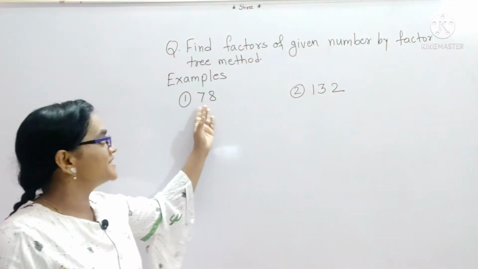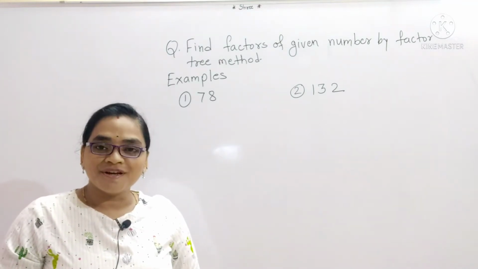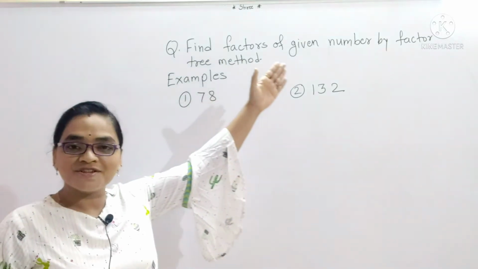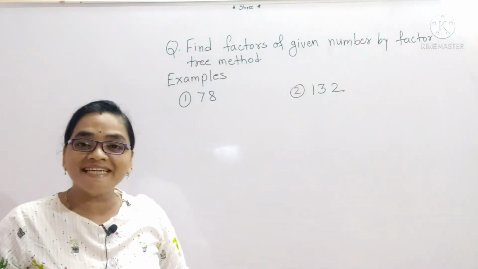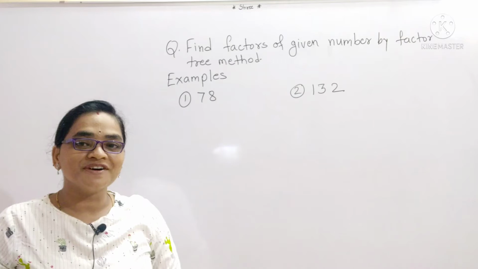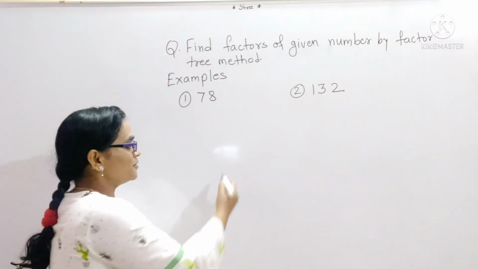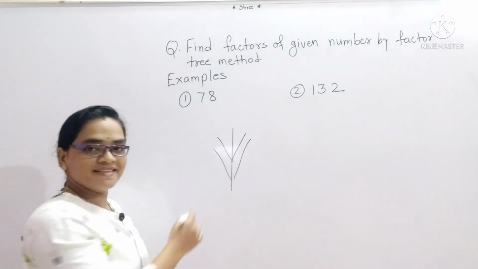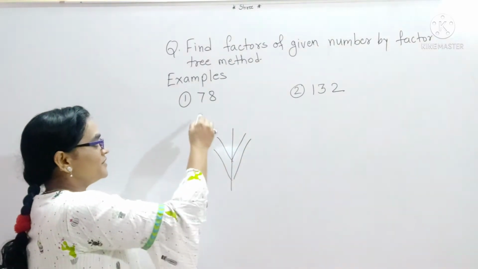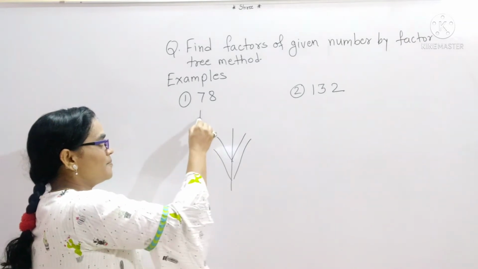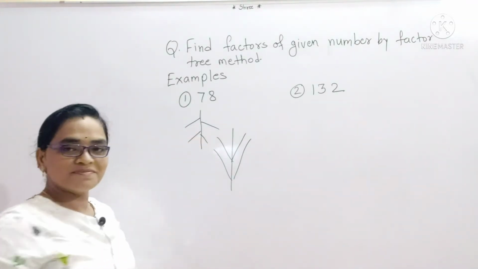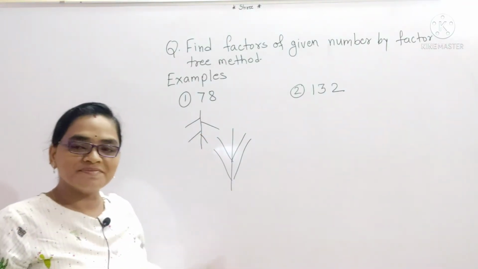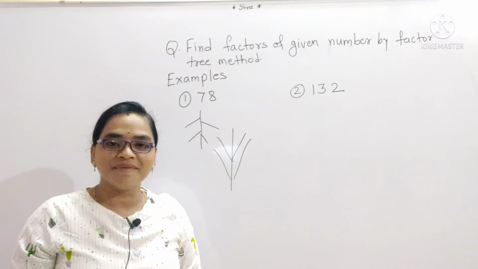To solve questions like these, you are asked to find the factors of a given number by the factor tree method. Why is this method called the factor tree method? You know what a tree's picture looks like: a main branch, and other branches like this. Like this only we are finding factors, but in the opposite direction. This method forms a tree structure of branches, so it is called the factor tree method.